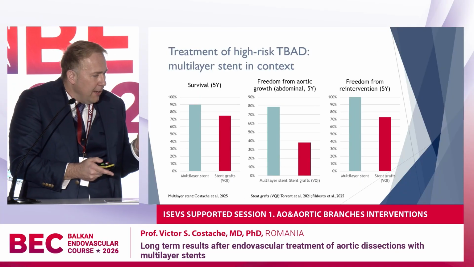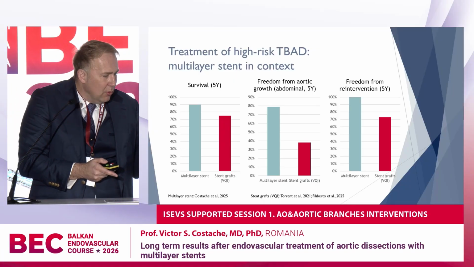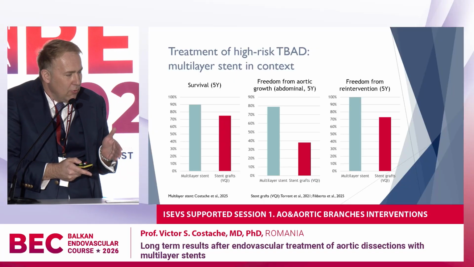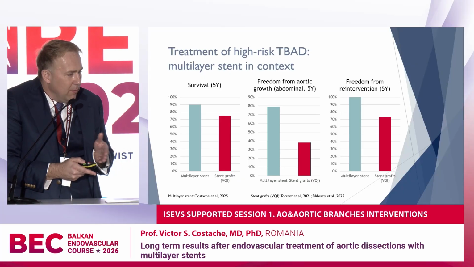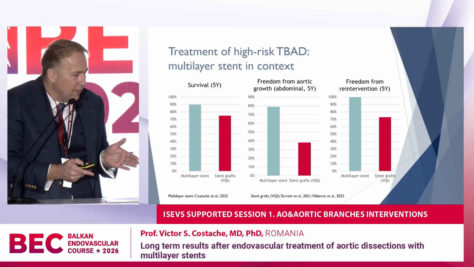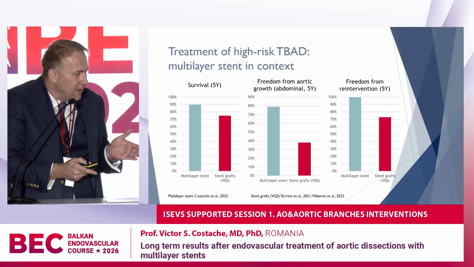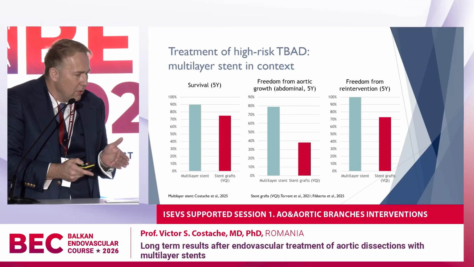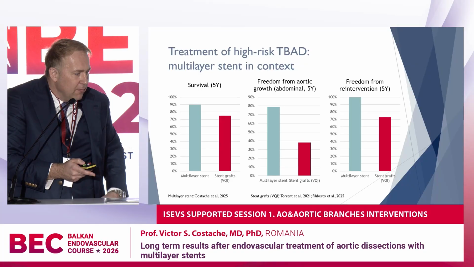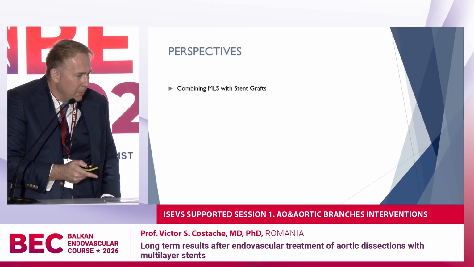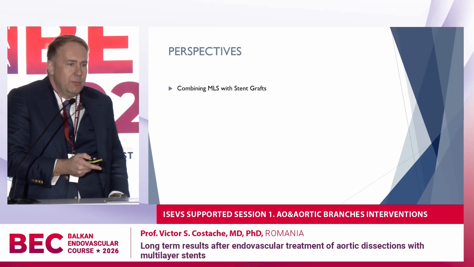So if we compare, in light blue, these are our results, and in red, these are the results with the best you can get with stent graft, classic treatment. The survival is better at 5 years with multilayer stents, freedom from aortic growth is better, and freedom from reintervention is better.